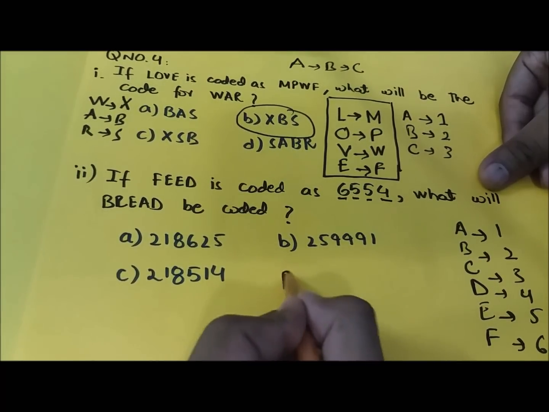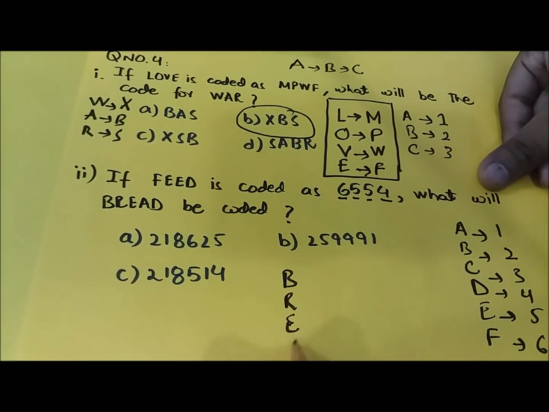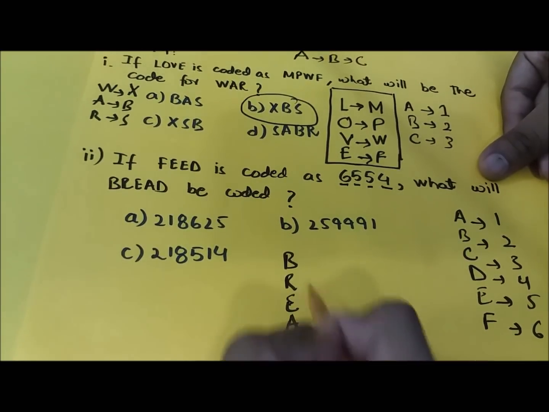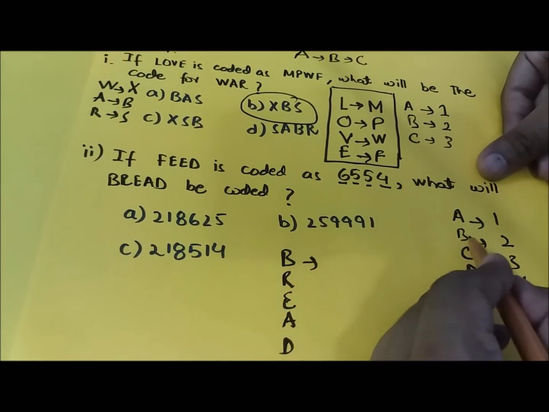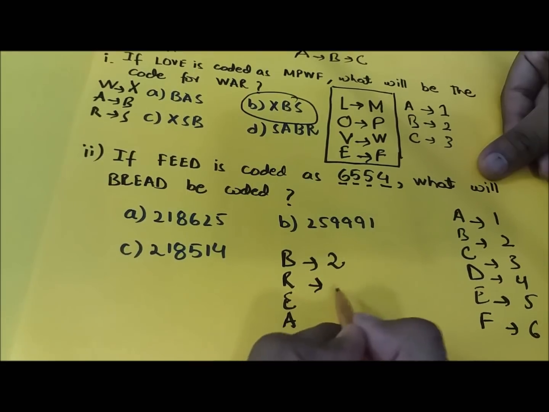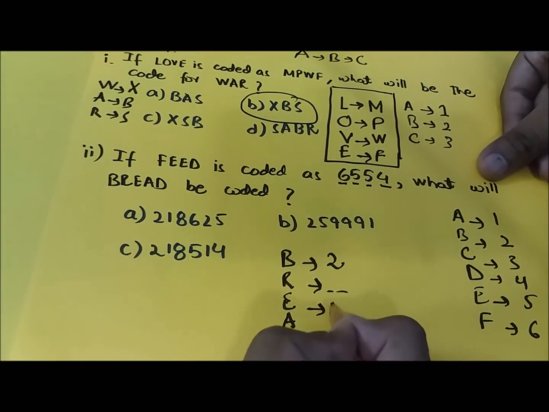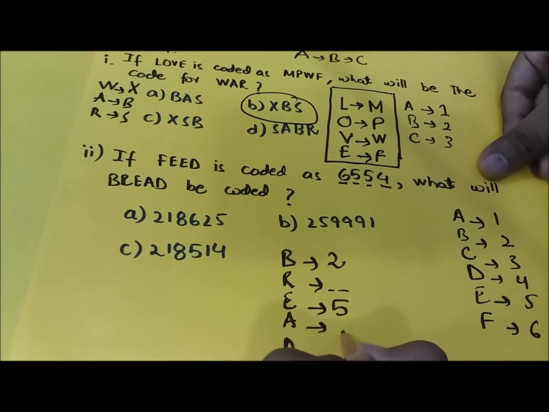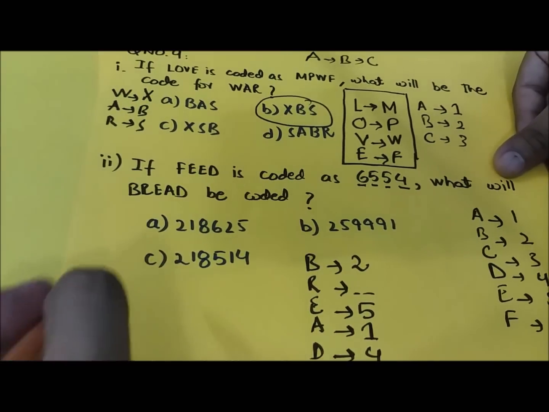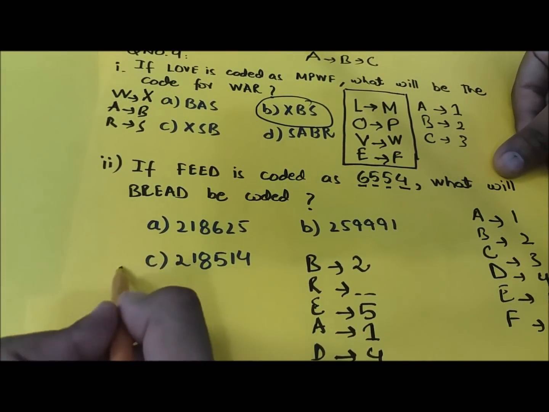So now for bread. B R E A D. B should be the second. R, you can count. E should be 5. A is 1. D is 4. So this is the answer.